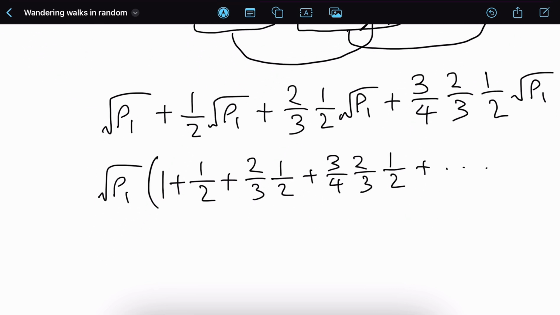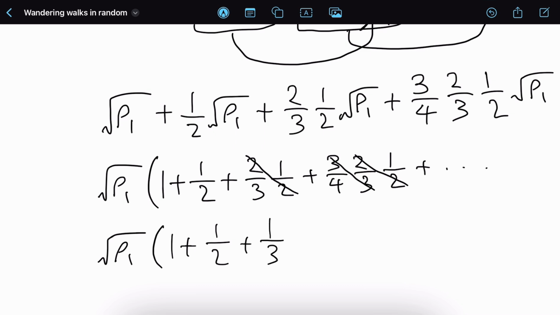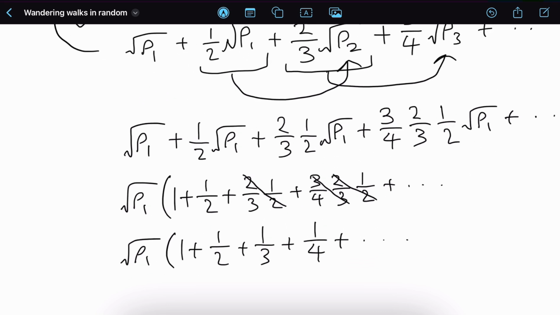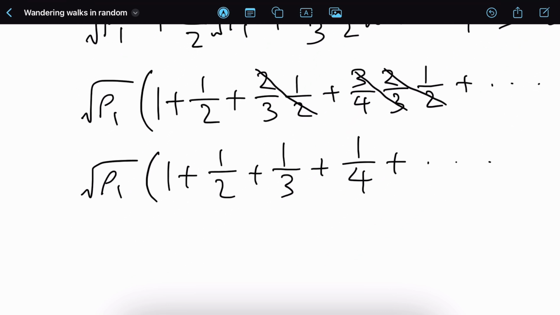Now we can again simplify some term or cancel some term here, here, and here, and we get square root of p sub 1 times 1 plus 1 over 2 plus 1 over 3 plus 1 over 4 plus, and so on. Now, how can we evaluate this infinite sum?